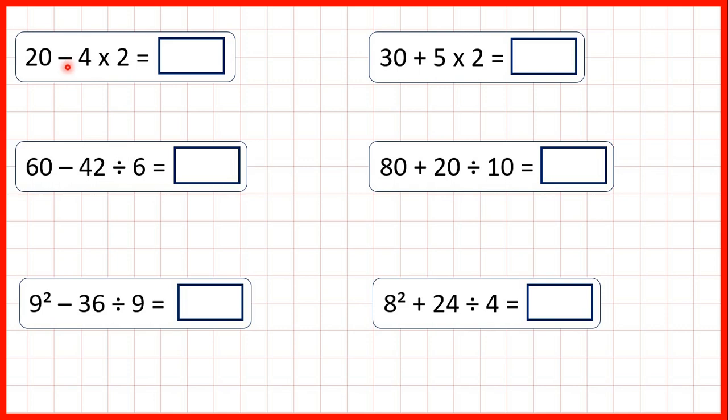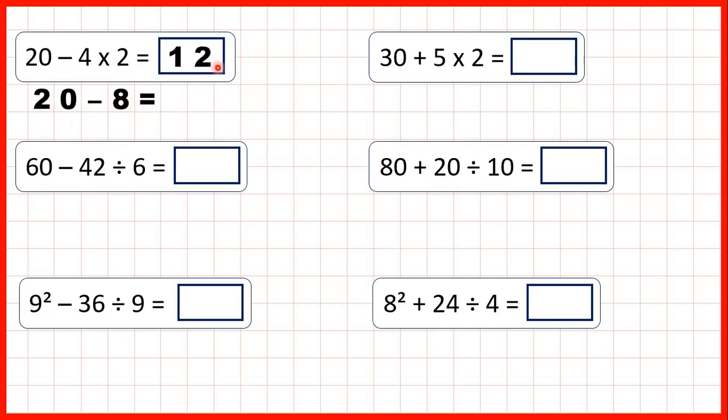The way I remember that is that addition and subtraction are easy, and we leave the easy stuff until the end. So first, we have 20 minus 4 times 2. So we need to remember that we multiply before we subtract. So we need to work out 4 times 2 and then subtract that answer from 20. 4 times 2 is 8, and 20 minus 8 is 12.